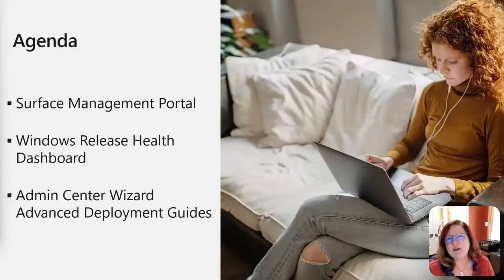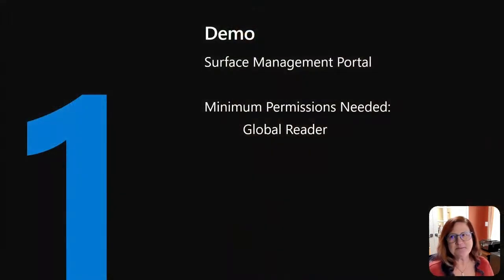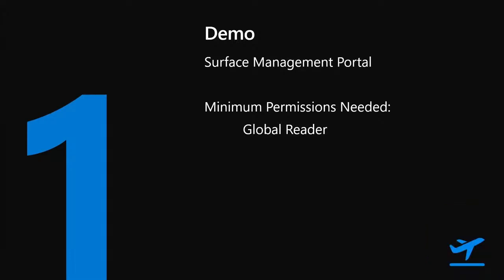So our agenda today, we're going to look at three different hidden gems. One is the Surface Management Portal, also the Windows Release Health Dashboard, and then the Admin Center wizard where we've got some advanced deployment guides. So for our Surface Management Portal, the minimum permissions that you need is Global Reader or anything within Intune. So let's take a look at that.